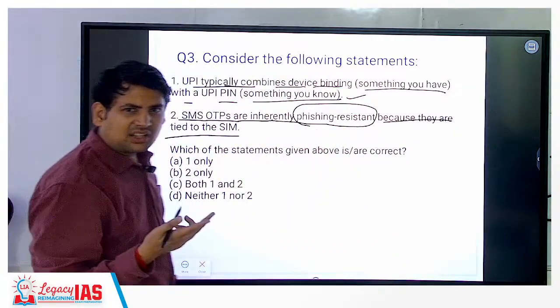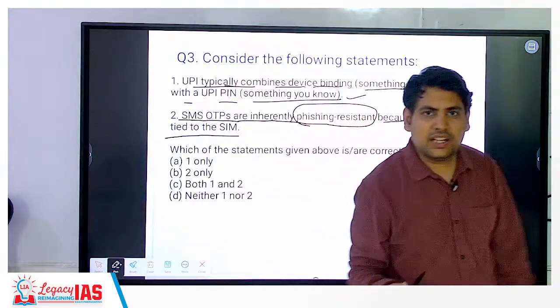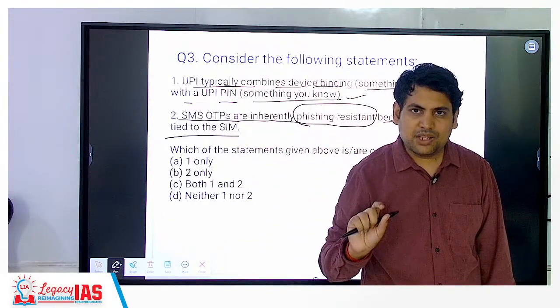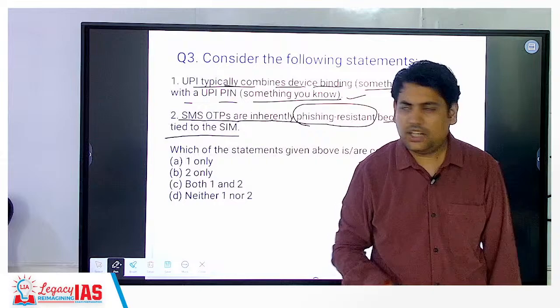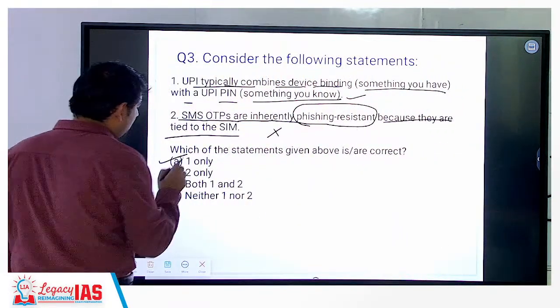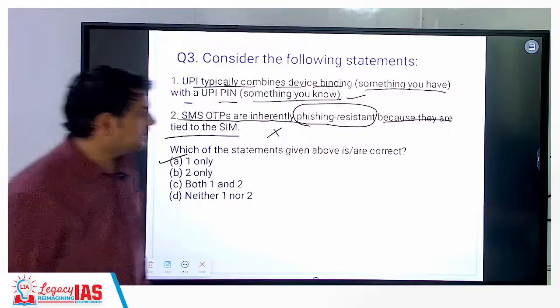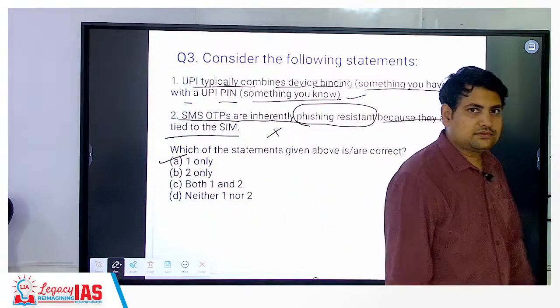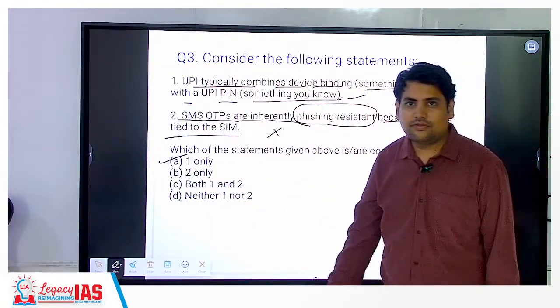Then second is SMS OTPs are inherently phishing resistant because they are tied to the SIM. Are they phishing resistant? No. We told that there is a major issue with respect to SMS based OTP. Correct? So this is absolutely wrong. First was right, second was wrong. Answer becomes 1. That is 1 only. Understood? That's it.